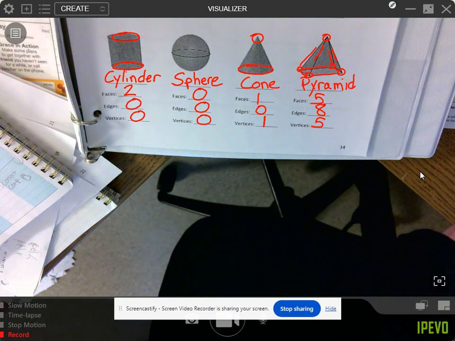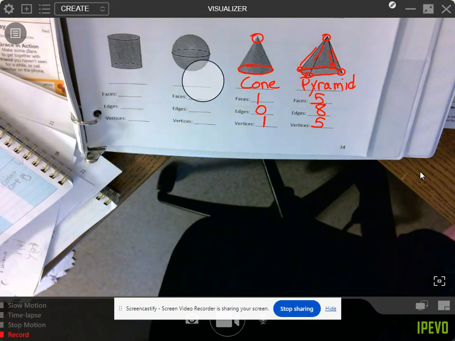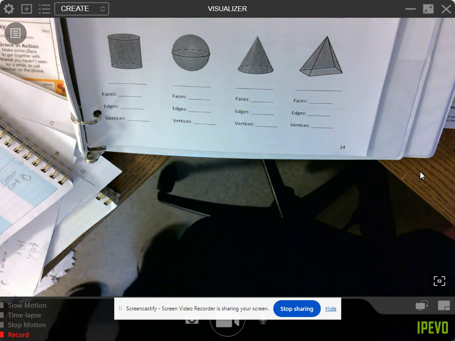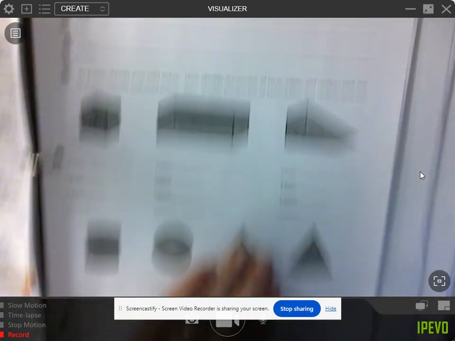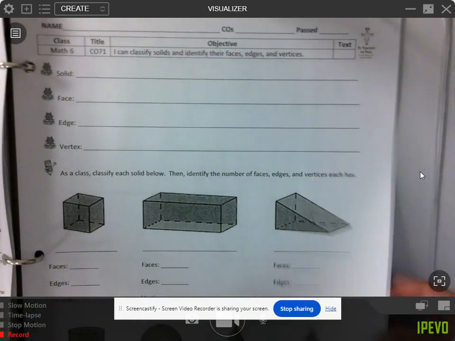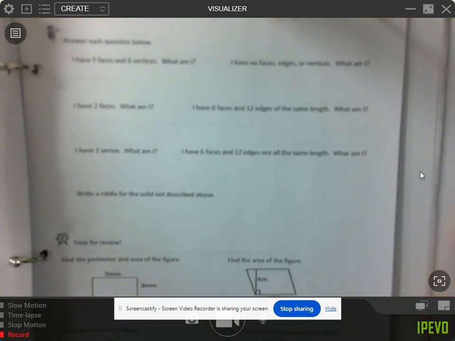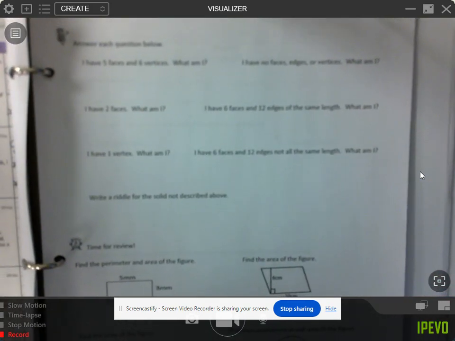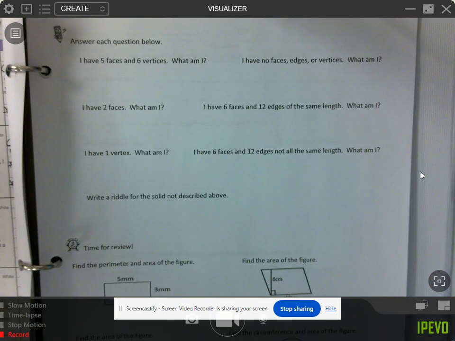Yes? I have a question. On the second page, do we get to do like the name of it and the shape of it? So let's look at that second page so we can answer that question. I just had to erase before I could turn. So it says, answer each question below. So you just have to answer the question.